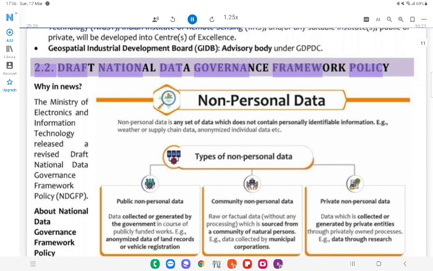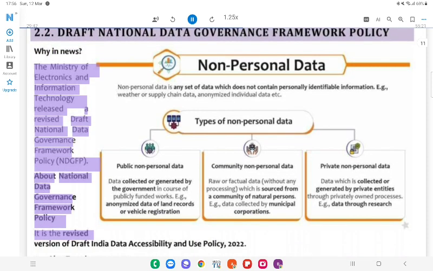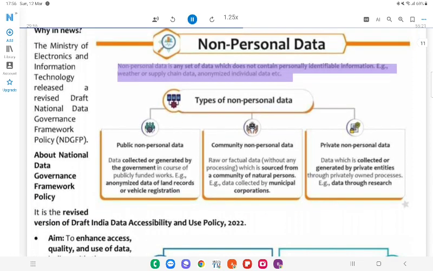2.2. Draft National Data Governance Framework Policy. Why in news? The Ministry of Electronics and Information Technology released a revised draft National Data Governance Framework Policy, NDGFP. About the National Data Governance Framework Policy, it is the revised version. Non-personal data is any set of data which does not contain personally identifiable information, e.g., weather or supply chain data, anonymized individual data, etc.